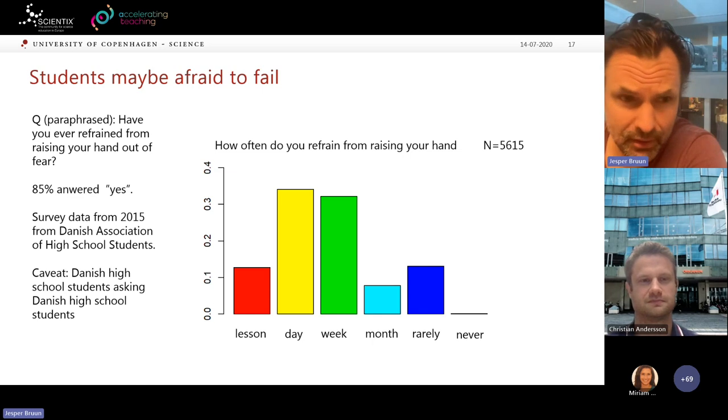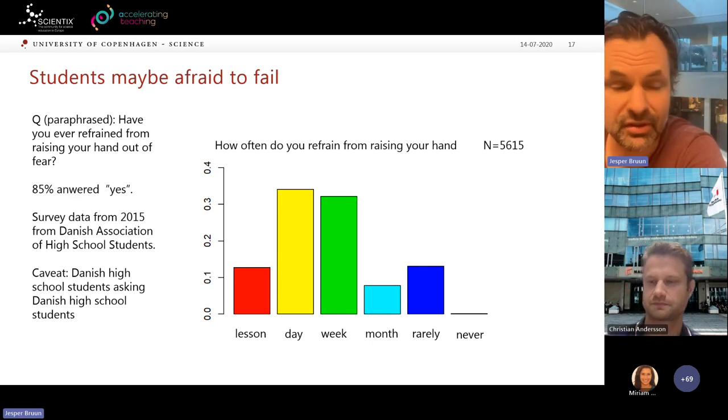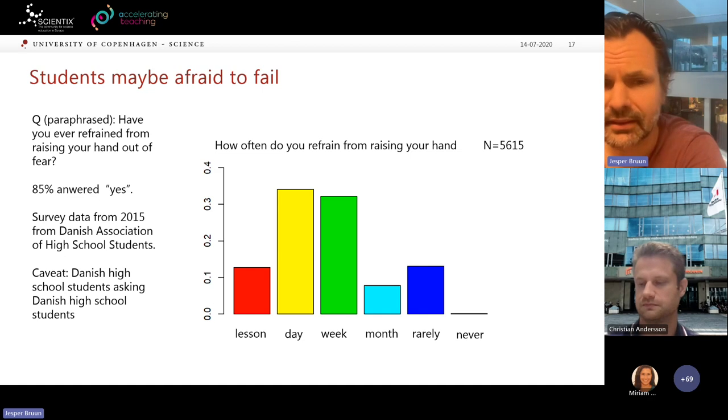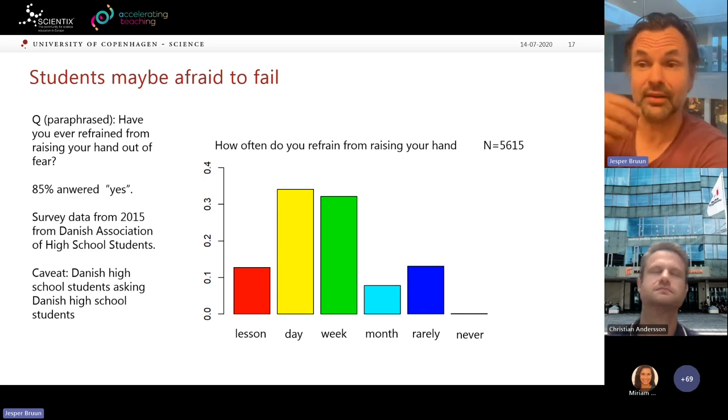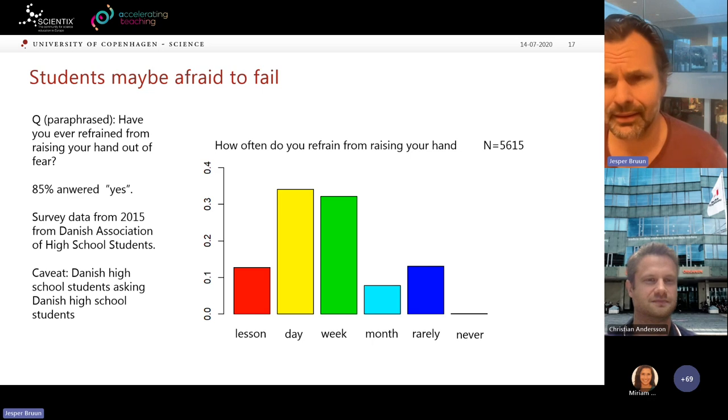There is a caveat, because this is Danish high school students asking Danish high school students. There's also a slight overrepresentation of females, or of young women, in this sample here. But I think the signal is quite strong. And it does tell us something about that our students might actually be a little bit afraid to participate. Now imagine that I go from not only raising my hand and trying to say what I think the teacher wants me to do, but actually being challenged by something that is quite hard. That can lead to people wanting to maybe not engage as much.